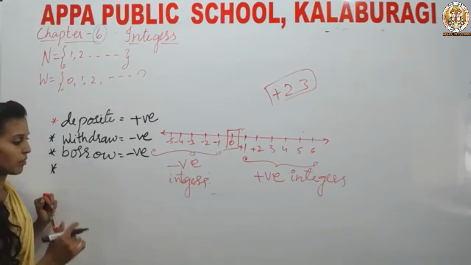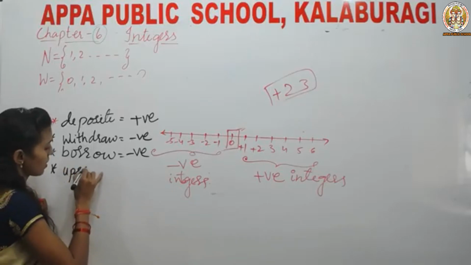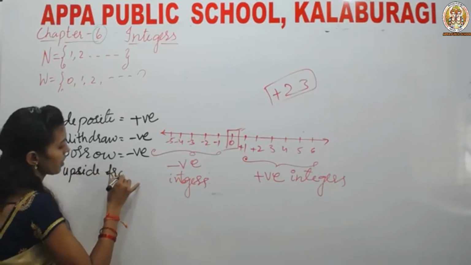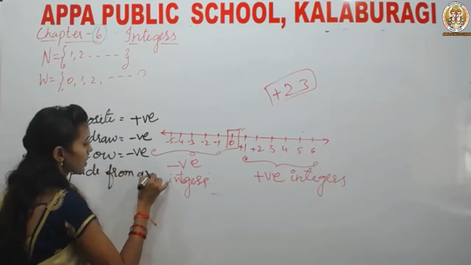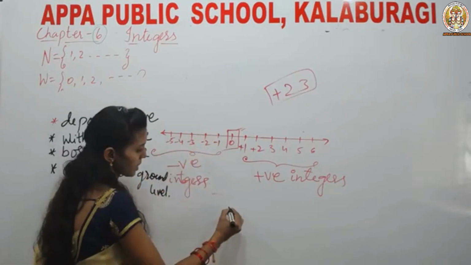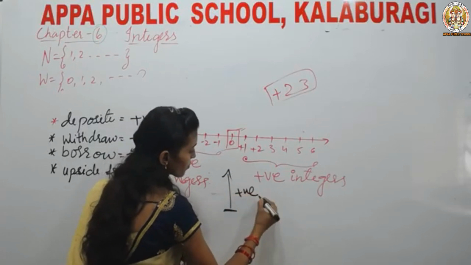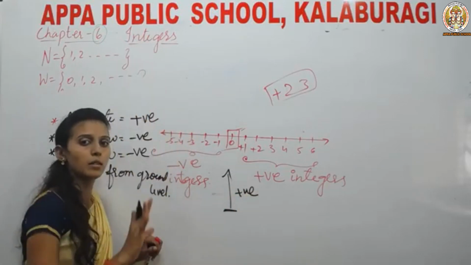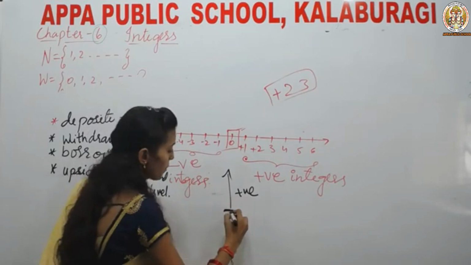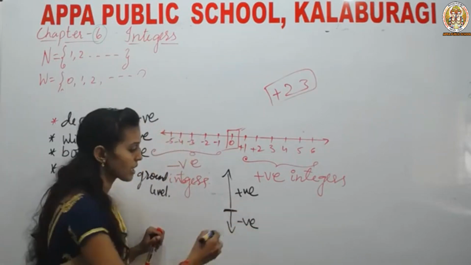Upside from the ground level. Ground level means, for example, this is a ground level. Upside is always positive. Moving up is positive. Coming down is negative from the ground level. Okay, this is the ground level.